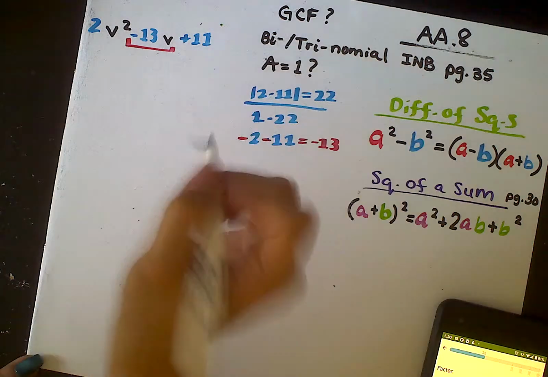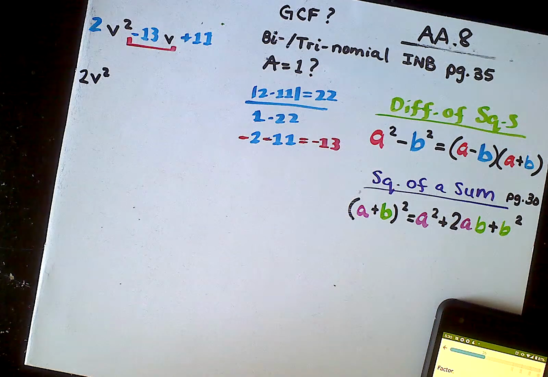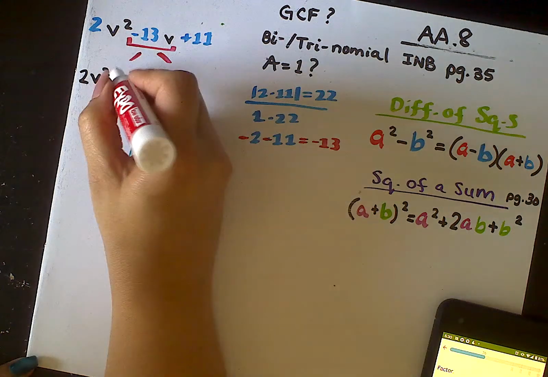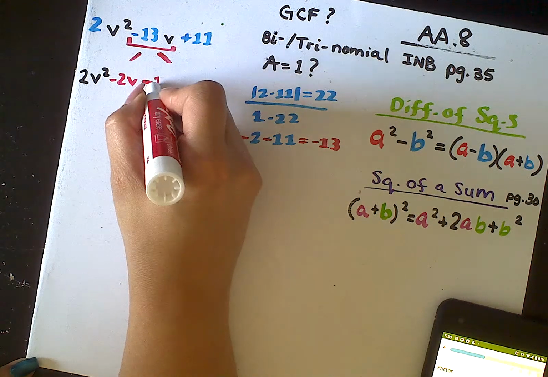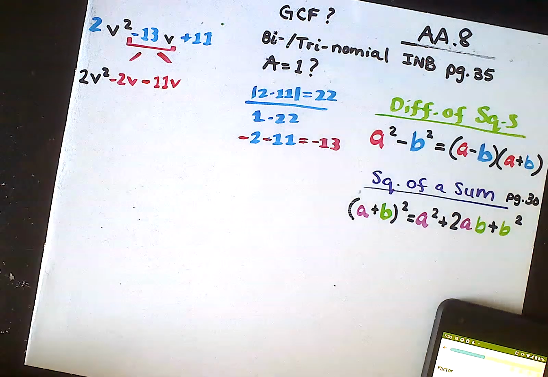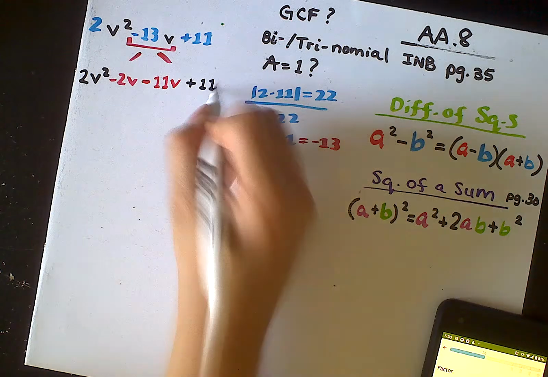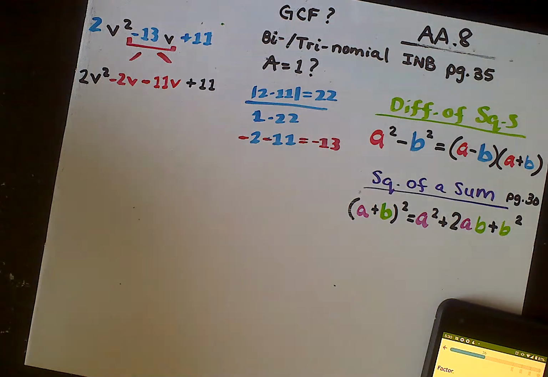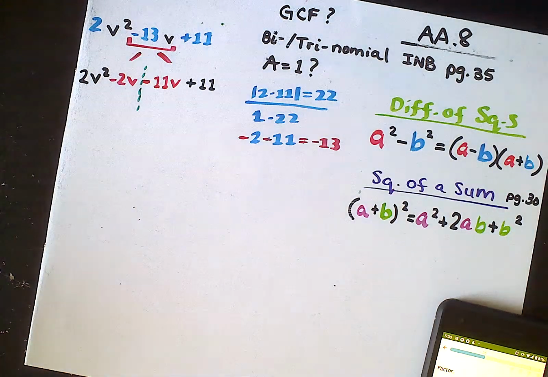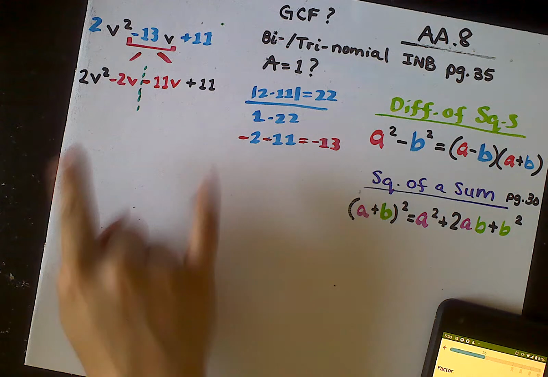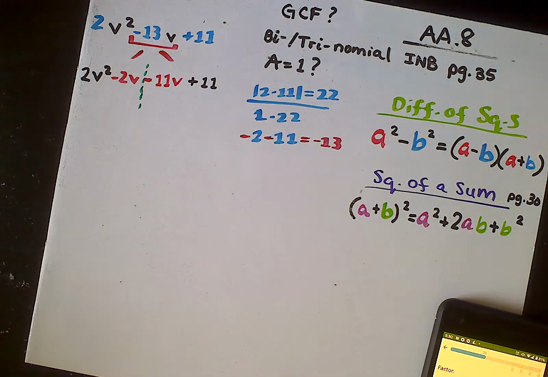So I'm going to bring this on down. That would be 2v squared, and split that up into negative 2v minus 11v plus 11. All right. Factor by grouping says I split it down the middle, and you can rearrange if you want to, but you probably don't want to because I see 2, 2, 11, 11. That looks perfect to me.